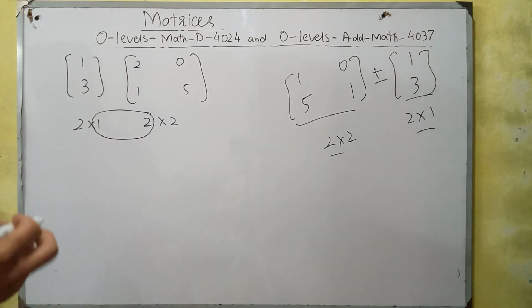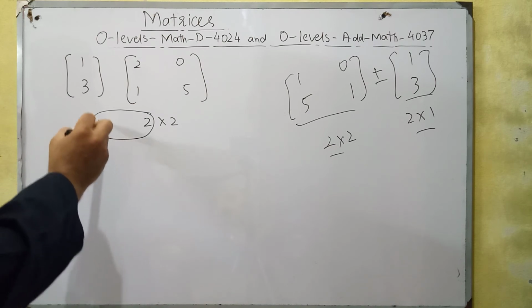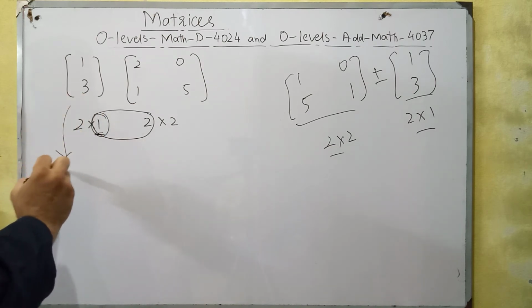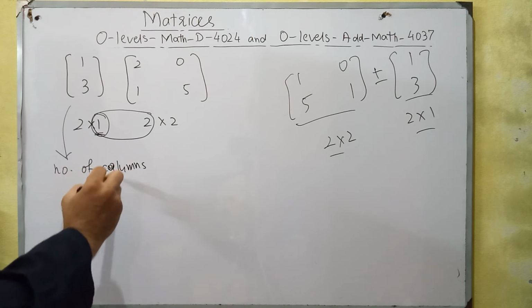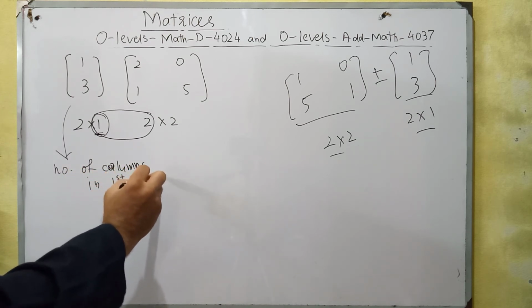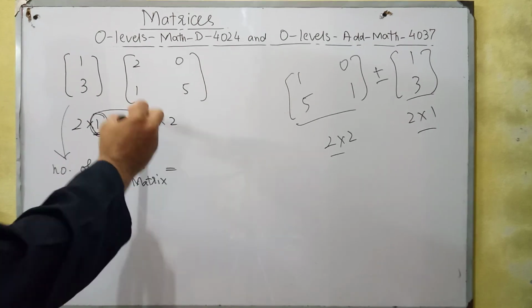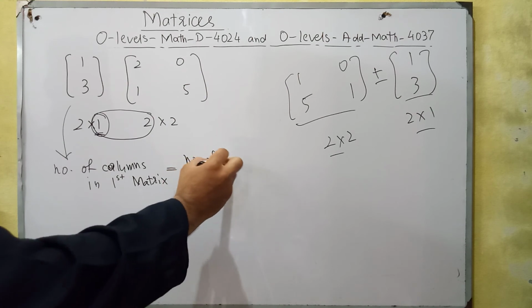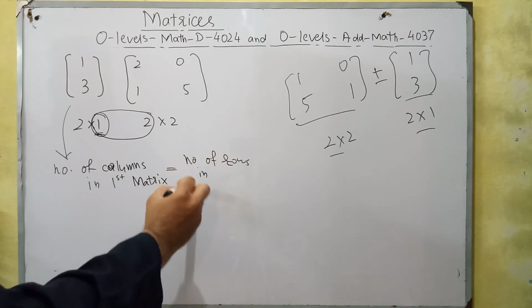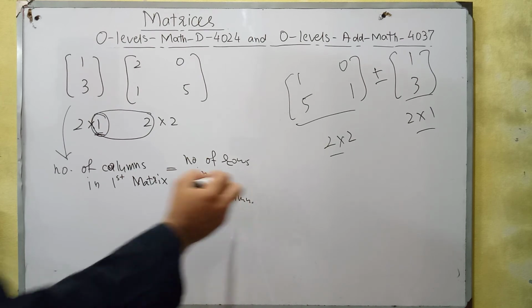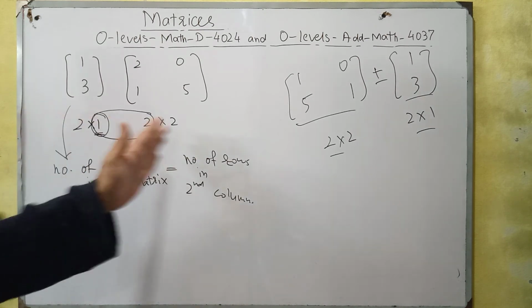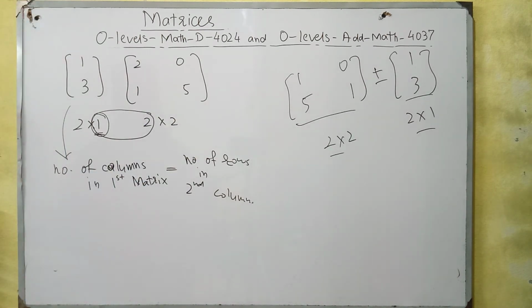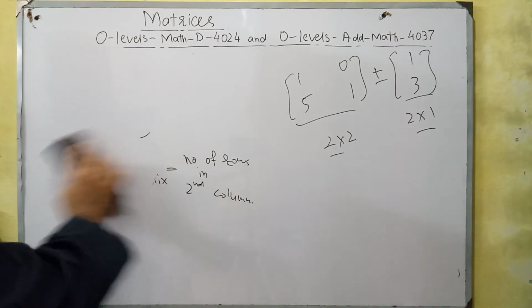It means that the number of columns in the first matrix must be equal to the number of rows in the second matrix. If this condition is satisfied, the multiplication of matrices is possible. But look at this condition. We cannot multiply these two matrices over here. So we will solve another example.